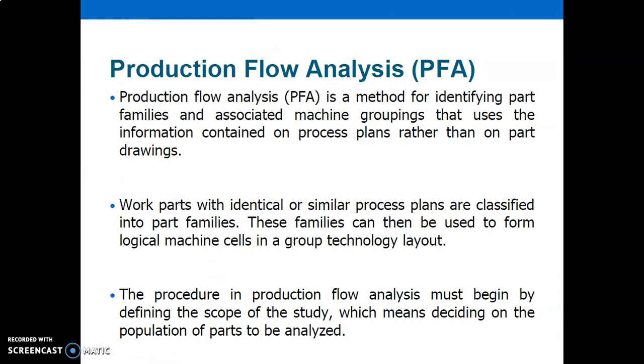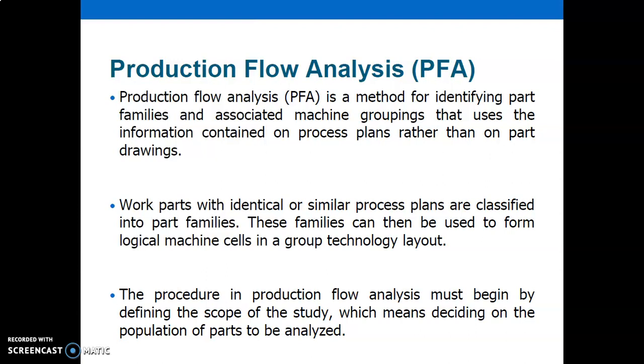Production flow analysis is a method for identifying part families and associated machine groupings that uses the information contained on the process plan rather than on part drawing. Work parts with identical or similar process plans are classified into part families. These families can be used to form a logical machine cell in a group technology layout.